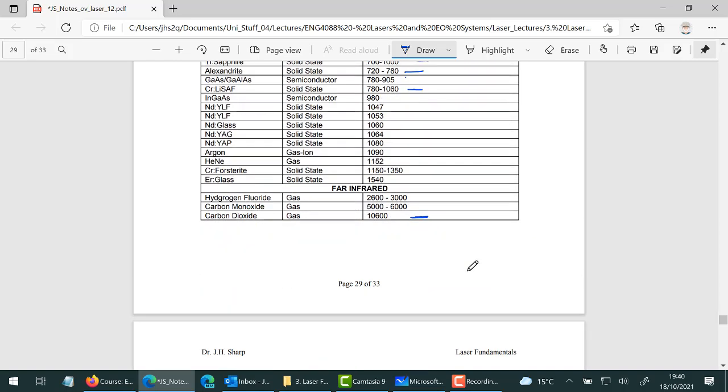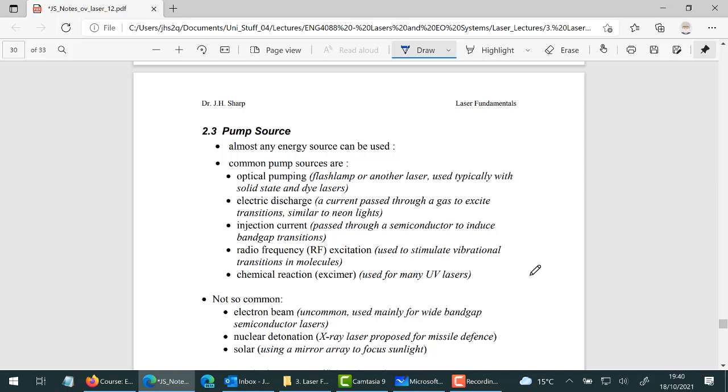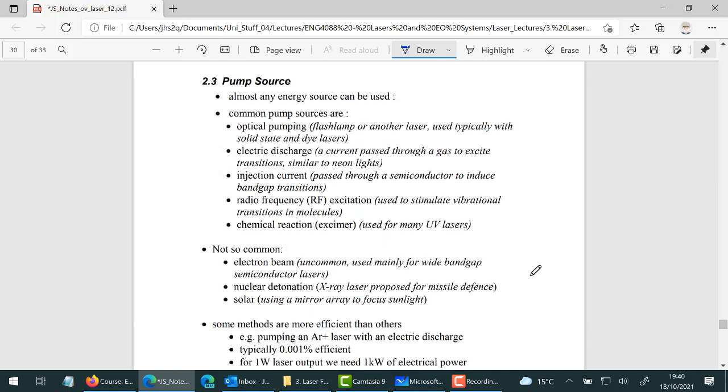Okay, so tons and tons and tons of different materials that you might find in there. The pump source, we have to think about, well, okay, how do we get the energy in here? So I've mentioned the excimer lasers. You've got the chemical reaction, which is used. Again, these tend to be nasty chemicals and so horrible to work with, but useful if you need a laser in the ultraviolet. Optical pumping I've already mentioned, flash lamps, or using another laser, usually maybe a dye laser, or a diode laser, or a solid state laser now, not so much dye.